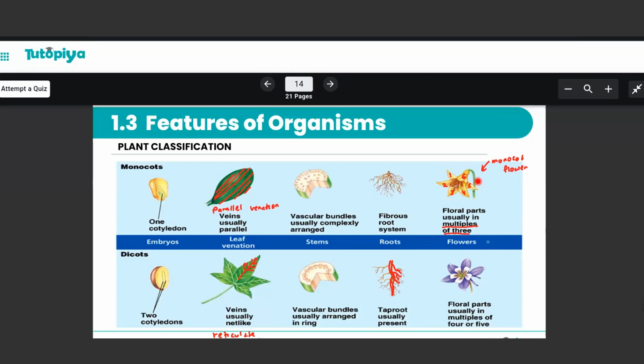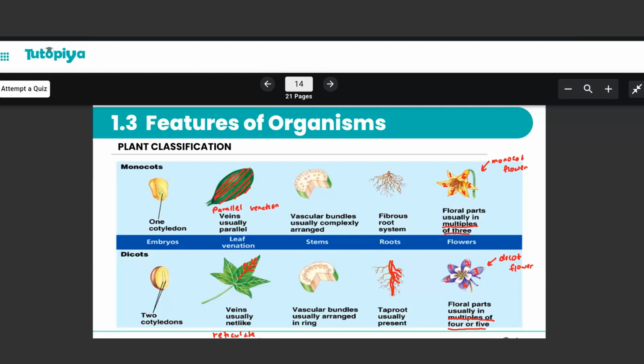Whereas in contrast to this, if you take a look at a dicot flower, and if you count the number of floral parts in a dicot flower such as this, you can see that there are 5 petals, and 5 is a multiple of 5, of course. So that's how dicot flowers work. They usually have their floral parts in multiples of 5 or 4. So these are the differences between monocots and dicots.